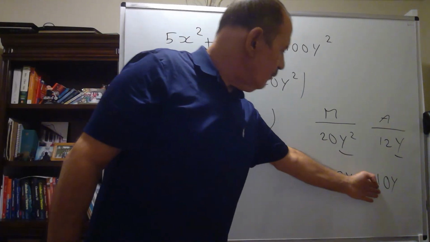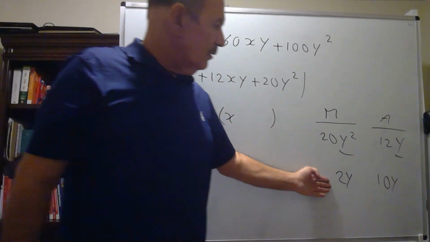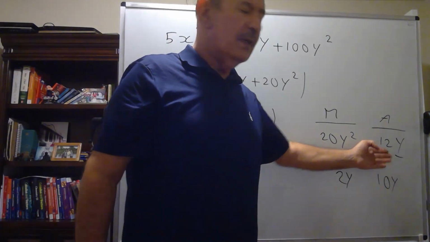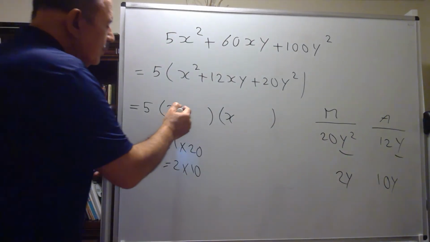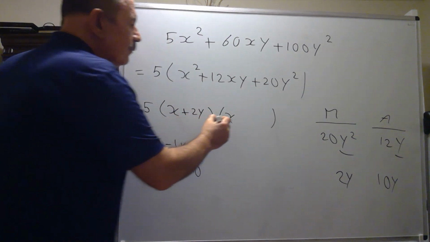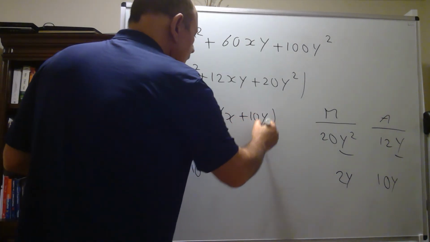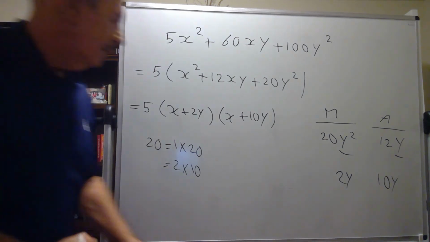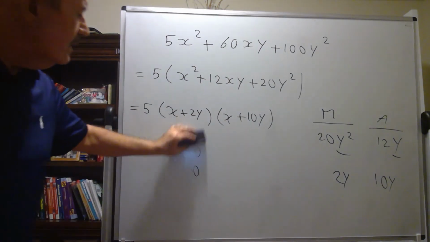Now we can check. 2y times 10y gives me 20y squared, and 2y plus 10y gives me this 12y. So one of them is here, plus 2y, the other one is here, plus 10y. Okay, so we are done, and this is the result.